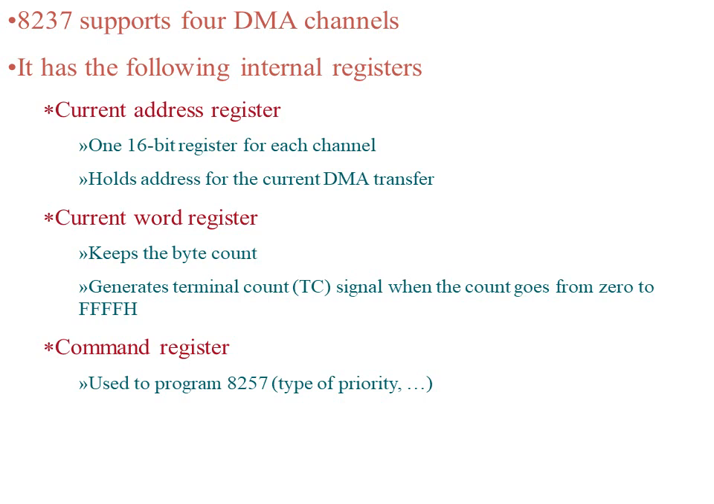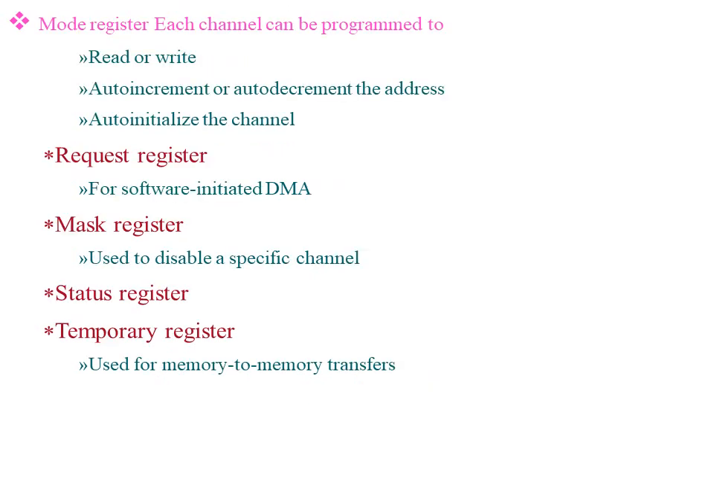Like this we are having the current word register to keep the count of the bytes transferred. It generates a terminal count signal when the count goes from 0 to FFH, that means when the maximum value has been obtained, then this current word register gives a terminal count signal or interrupt signal. The command register is used to program the 8237 or 8257, like what the priority is, rotating or fixed priority. Then we are discussing the mode register.